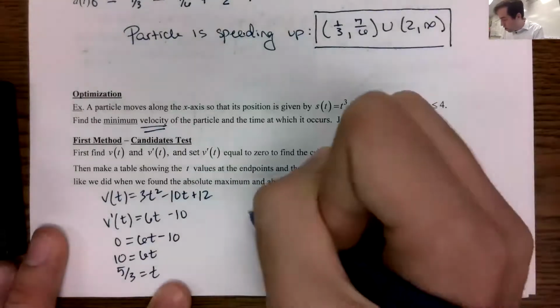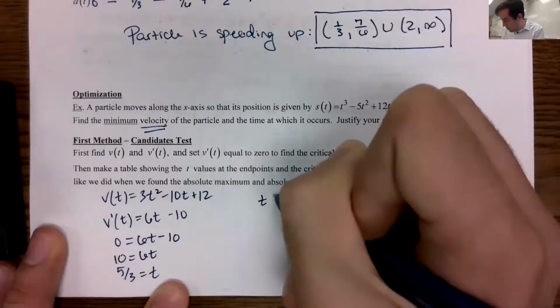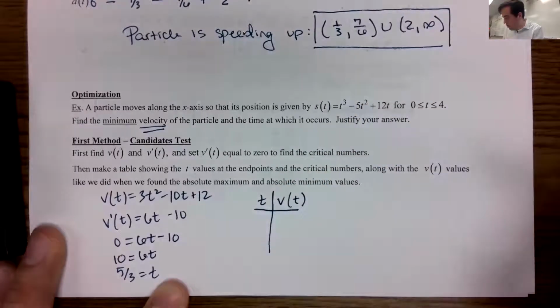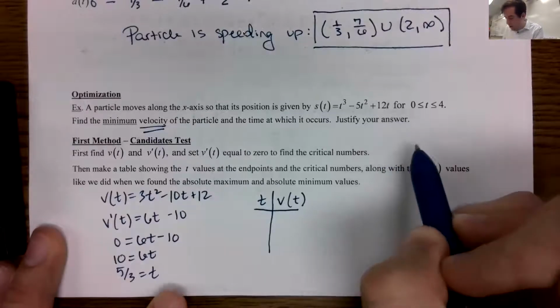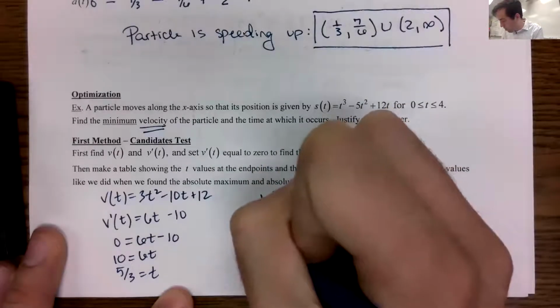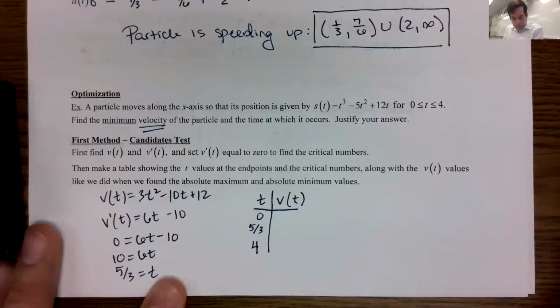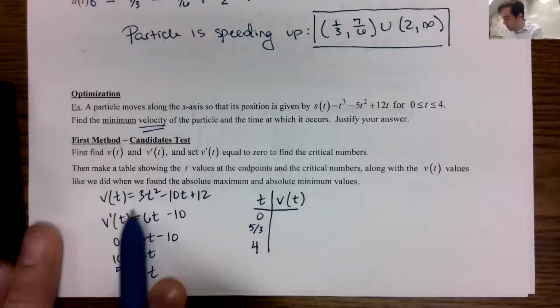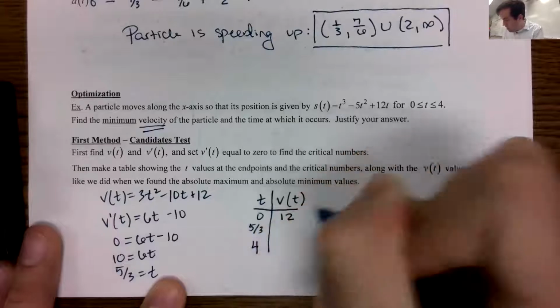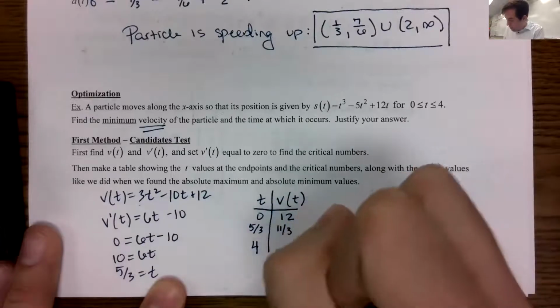And then we're going to make a chart. So it's our t and our velocity. And we include the endpoints and our critical number. So the endpoints were 0 and 4, and 5/3 is between 0 and 4. So we are definitely going to include it. And we're going to find the velocity every time, like we did when we found absolute max and absolute min values. So if we plug in 0 to the velocity function, we're going to end up with 12. If we plug in 5/3, we get 11/3. And if we plug in 4, we get 20.